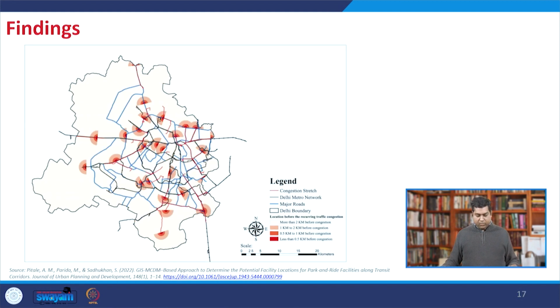Next one was the location of recurring traffic congestion. In this case also we have seen certain areas where those kinds of locations are determined.